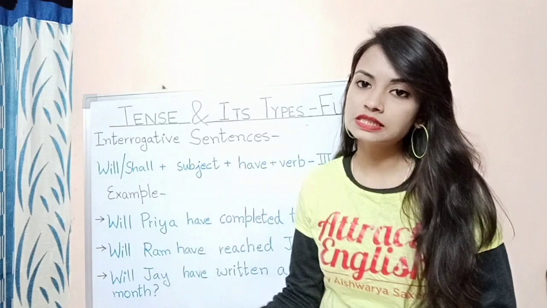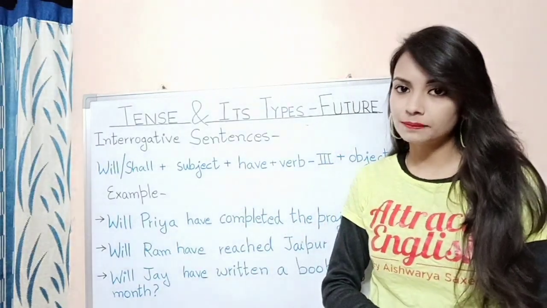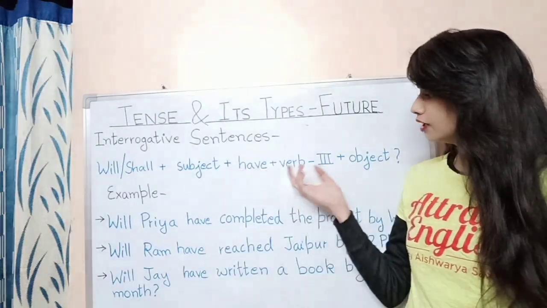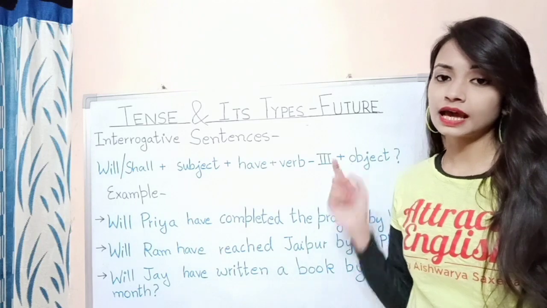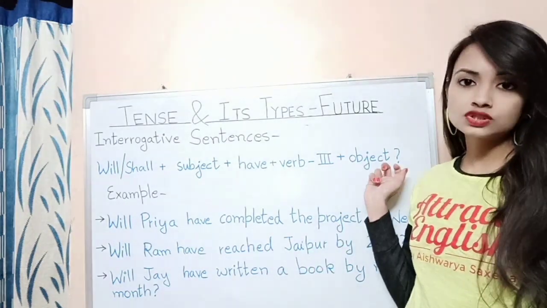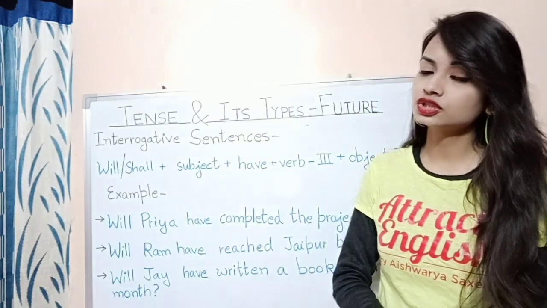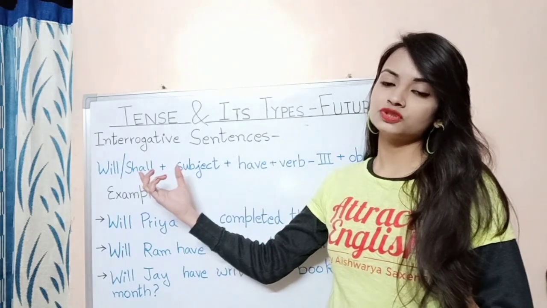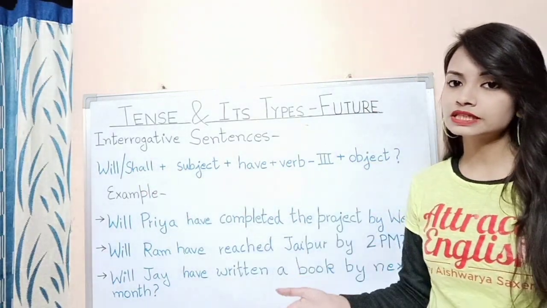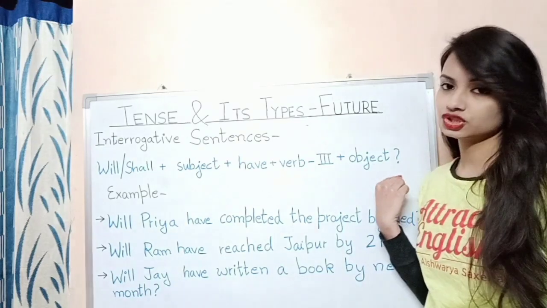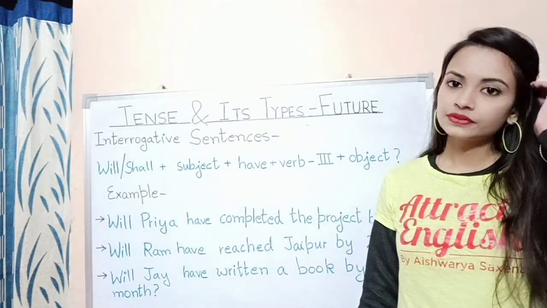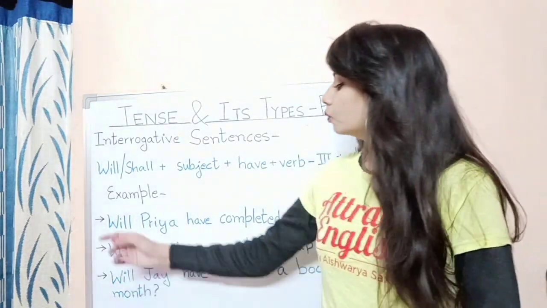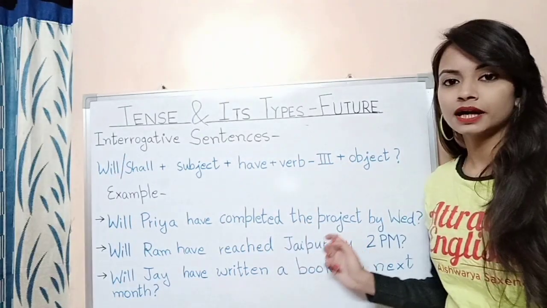While writing general sentences, we start the sentence with subject, then we write auxiliary verb, then have, third form of verb, and object, and of course lastly a full stop. But while framing questions, we start the question with an auxiliary verb and then we write the subject, and the rest of the part remains absolutely the same. But yes, we write a question mark since we are framing a question. I guess this is clear to you. Now let's have a look at the examples. First, will Priya have completed the project by Wednesday?